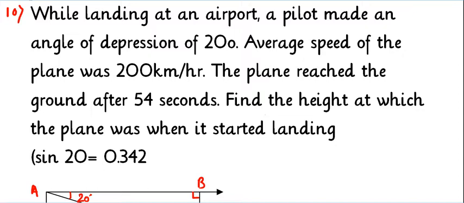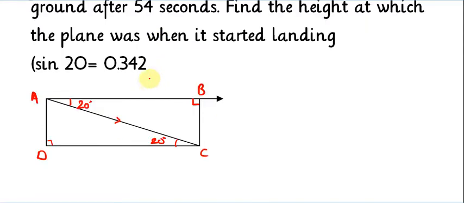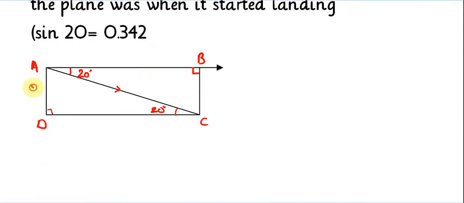Problem number 10 is, while landing at an airport, a pilot made an angle of depression of 20 degrees. The average speed of the plane was 200 km per hour. The plane reached the ground after 54 seconds. Find the height at which the plane was when it started landing. Means we have to find the height of the plane when it started landing.